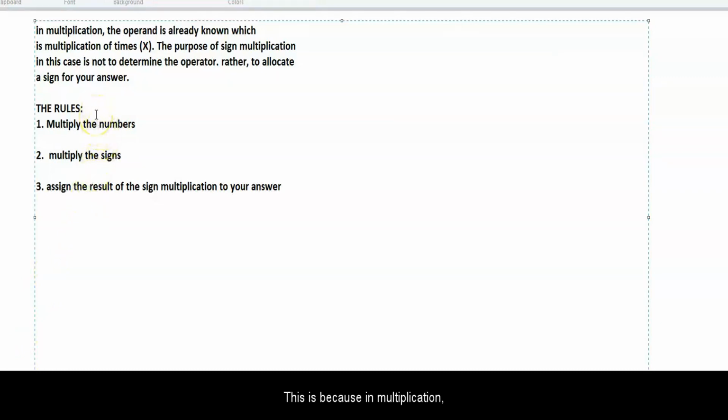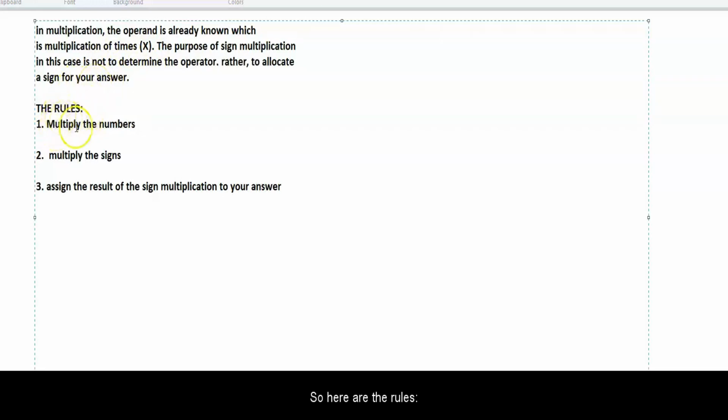It's because in multiplication, the operator is already known. We don't multiply the signs to determine the operator. The operator is already known, which is multiplication. So the purpose of sign multiplication here is just to assign a sign for your answer. That's just that. The operator is multiplication.